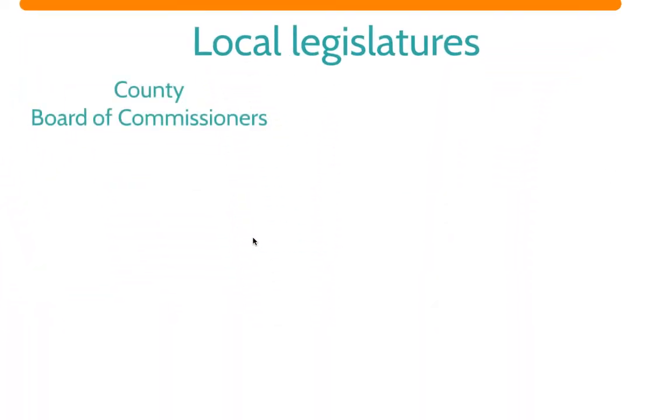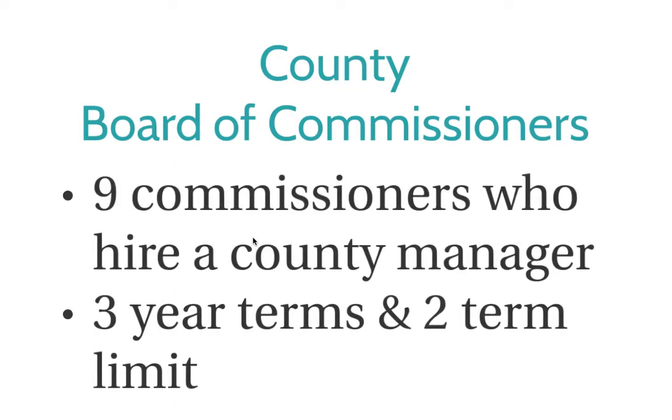Now, local legislators, we have a county board of commissioners, we have city councils, and we have other ones as well. The county board of commissioners, there are 9, and they hire a county manager. The 9 commissioners aren't necessarily experienced in government. They could be anybody from just a regular person who's never had a job to someone who's done government work before. Versus the county manager went to school to do this. The county manager is selected by the commissioners. The commissioners have 3-year terms, and they have a 2-term limit. So after 6 years, they cannot be a county commissioner anymore.